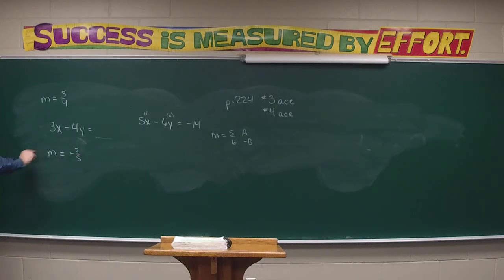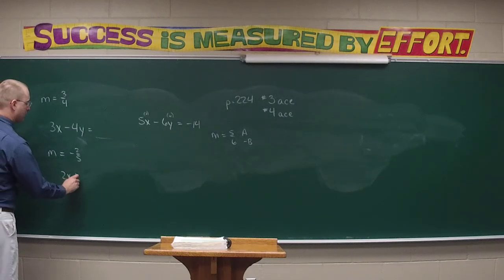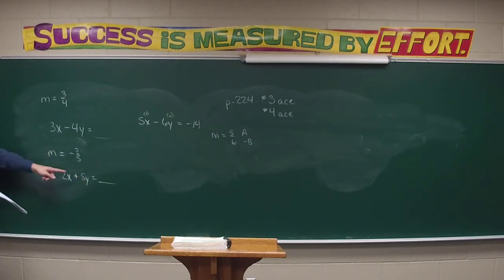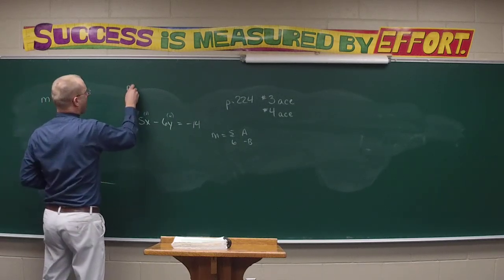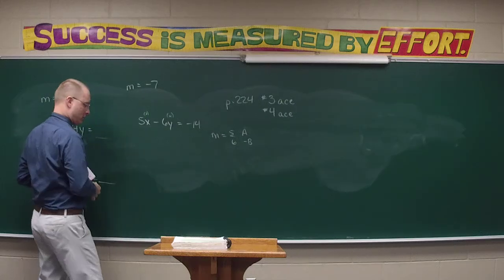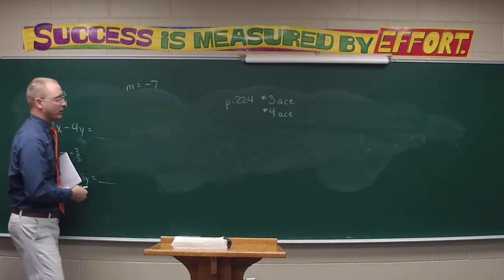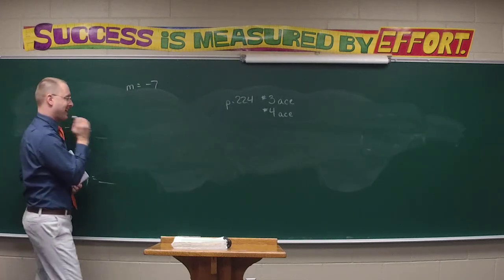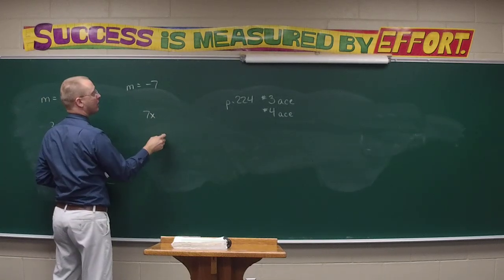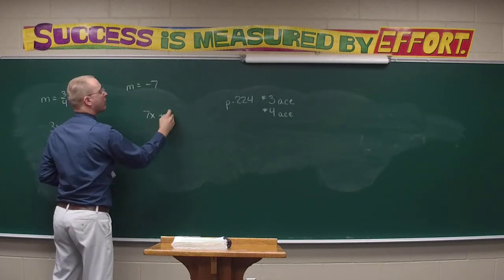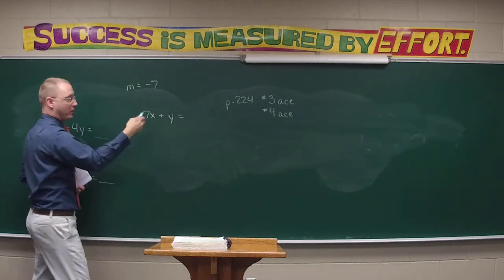What if the slope, Quentin, is -2/5? Every equation with this slope is going to start how? 2x plus 5y equals something, plus because it said minus. We always change that sign. What if the slope was -7, Jamie? Every equation with a slope of -7 is going to start how? 7x, change the sign, positive 1y. Good. 7x plus 1y equals.